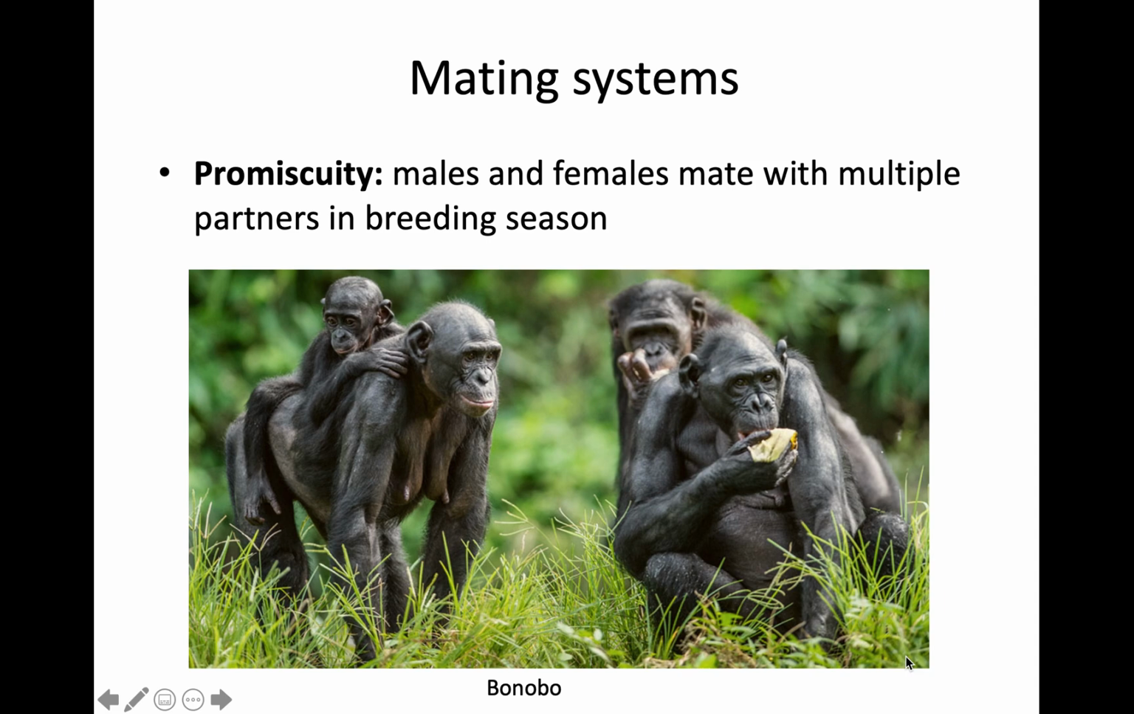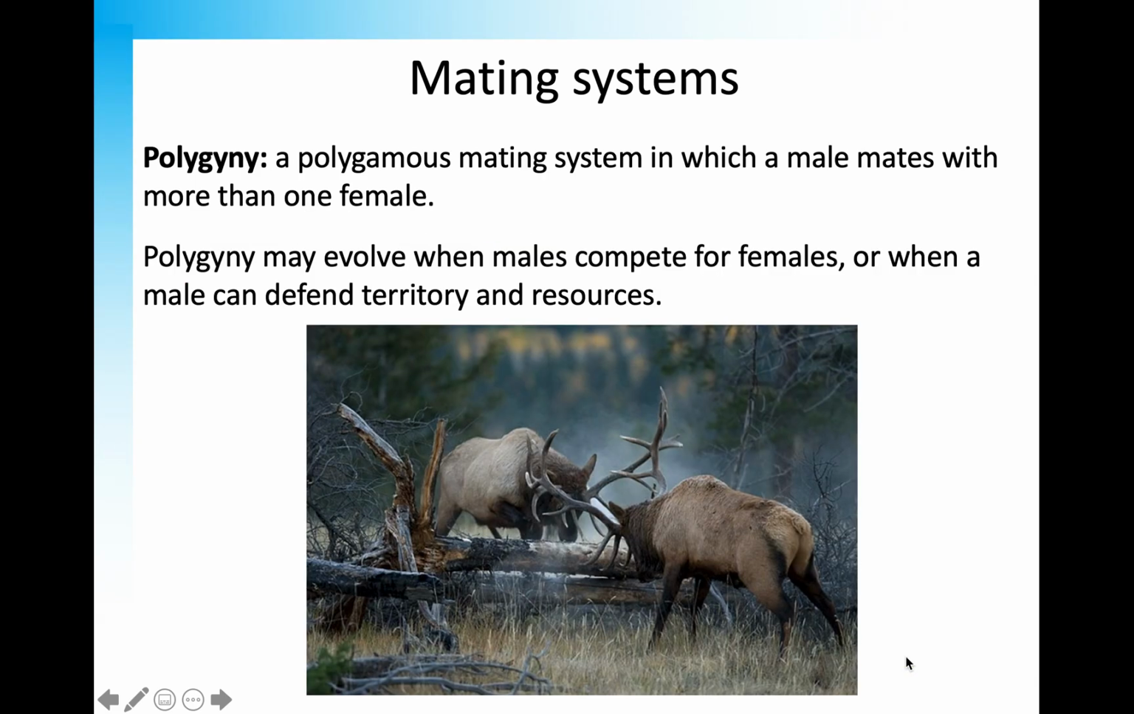Promiscuity is just the opposite of monogamy. Promiscuity results where males and females mate with multiple partners during a breeding season, and this can greatly increase the chance of finding the best mate for producing offspring. You'll learn more about this in the mating systems lecture. Polygamy is a mating system where males mate with more than one female. And this can occur when males are defending a territory that is attractive to multiple females. And males then end up competing for those females and resources.